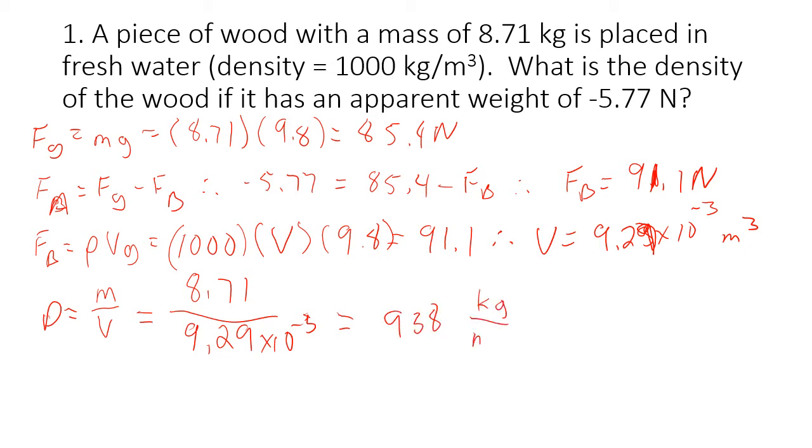kilograms per meter cubed. On the answer sheet, this one has an incorrect answer because they assume that the wood was sinking and that negative 5.77 was going down. So if you look at the answer sheet in the back, it's going to be off by a little bit, but this is how to do it.